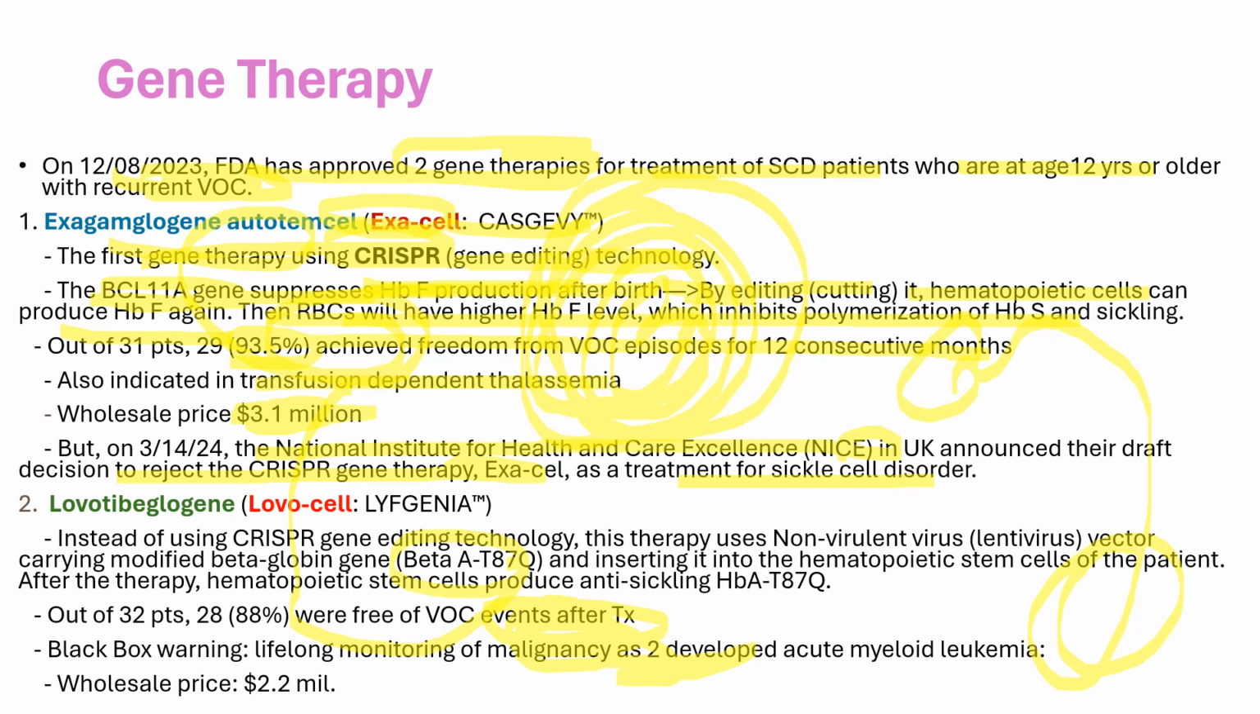The other gene therapy is lovo-cel, Lyfgenia. Instead of using CRISPR gene editing technology, this therapy uses a lentiviral vector, which carries the modified beta globin gene. So the hematopoietic stem cells have this beta globin gene, and then these cells produce anti-sickling hemoglobin A. In clinical trial, about 90% were free of vaso-occlusive events after treatment for 18 consecutive months. Because 2 patients developed acute myeloid leukemia, there is a black box warning for lifelong monitoring of malignancy. The wholesale price is also over $2 million.